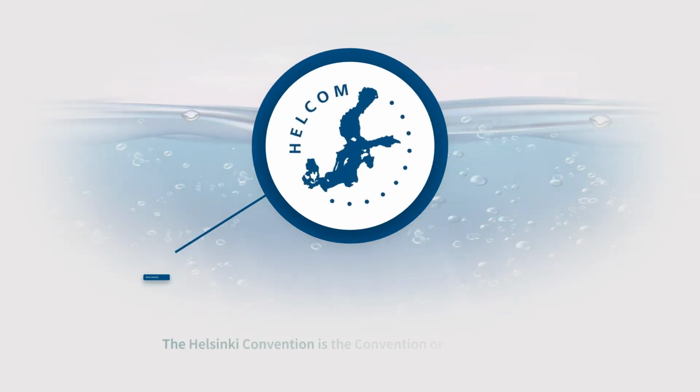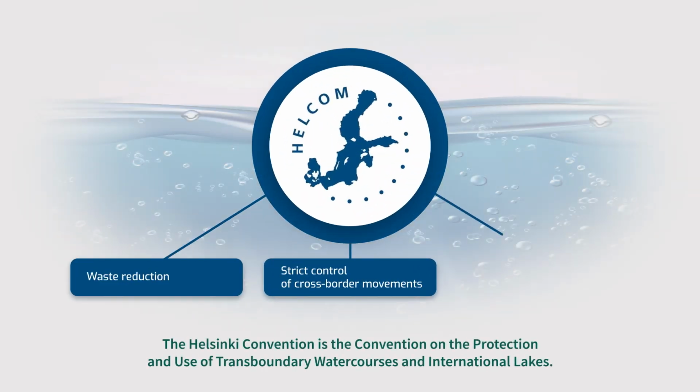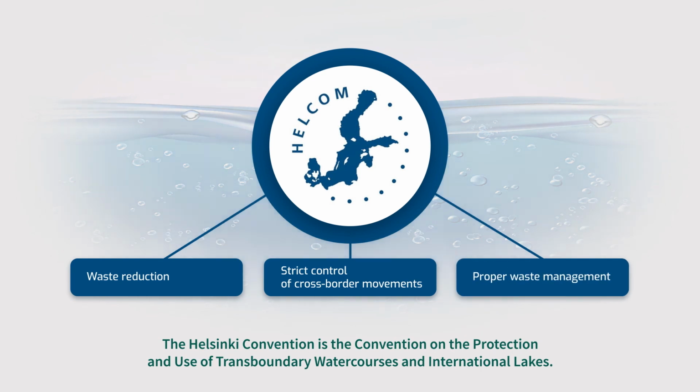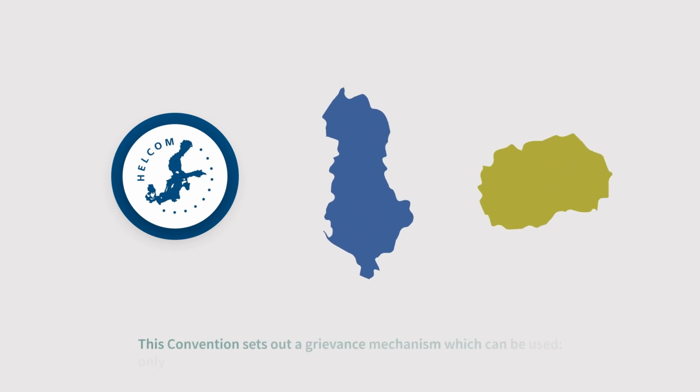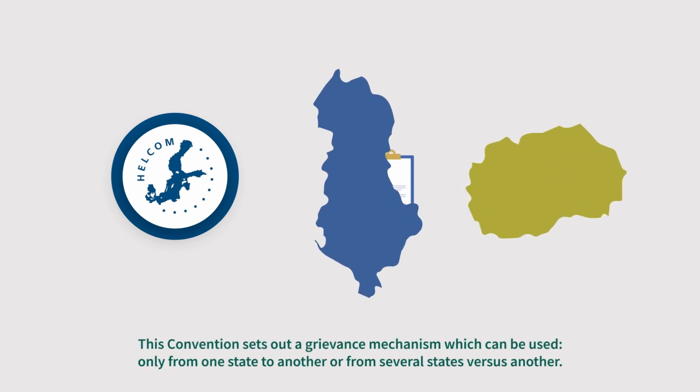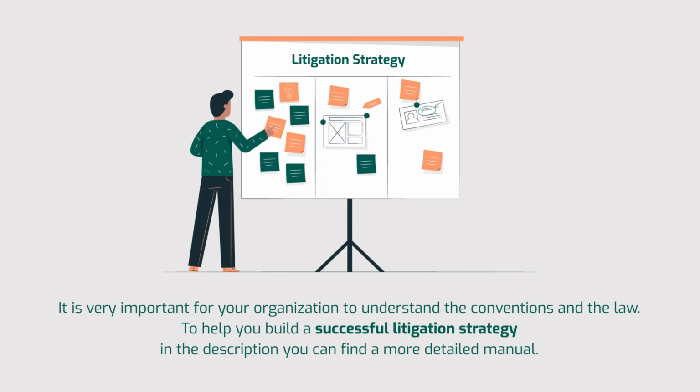The Helsinki Convention is the convention on the protection and use of transboundary watercourses and international lakes. This convention sets out a grievance mechanism which can be used only from one state to another or from several states versus another. It is very important for your organization to understand the conventions and the law. To help you build a successful litigation strategy, in the description you can find a more detailed manual.